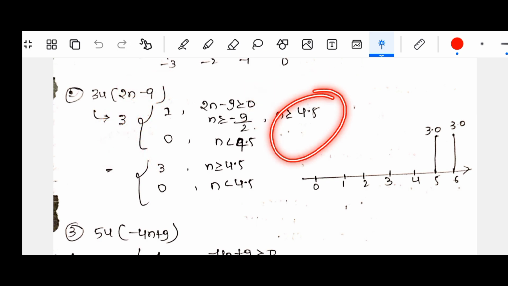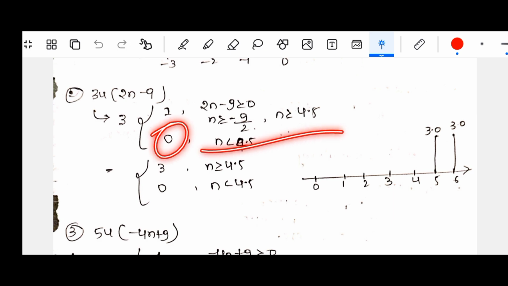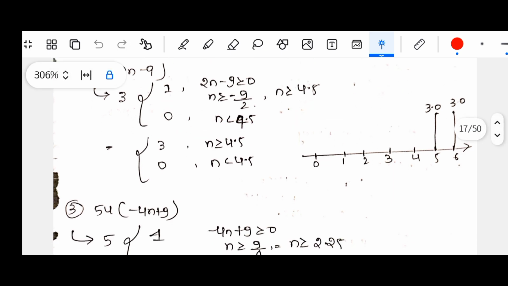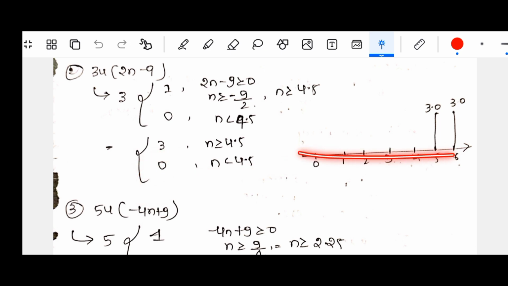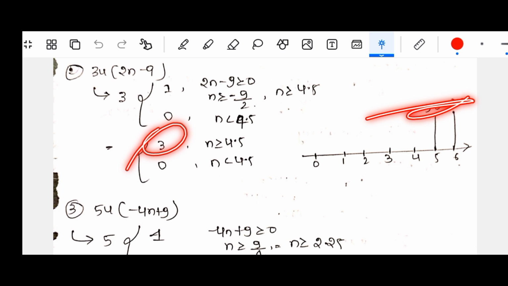Then we will get 4.5. So at 0 it will be n less than 4.5. Multiply this 3 with 1, which means at 3 it will be n greater than or equal to 4.5. At 0 it will be n less than 4.5. So at 0, 1, 2, 3, 4, the value is 0, and at 5 we are getting more than 4.5. So we have to plot at 5 and 6. The value will be 3.